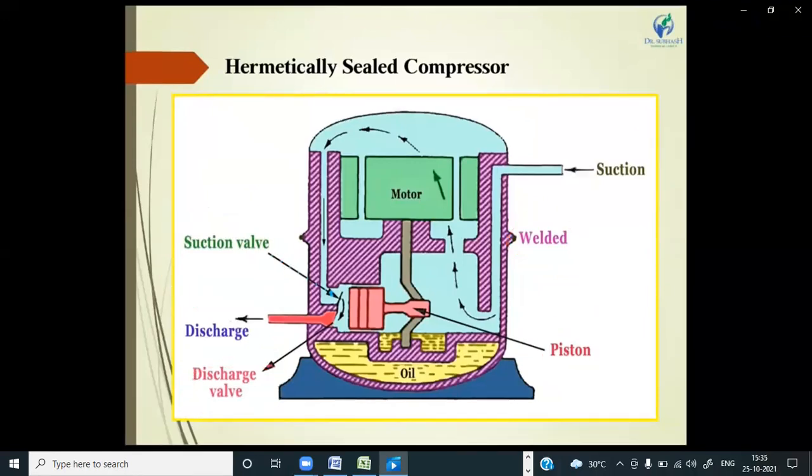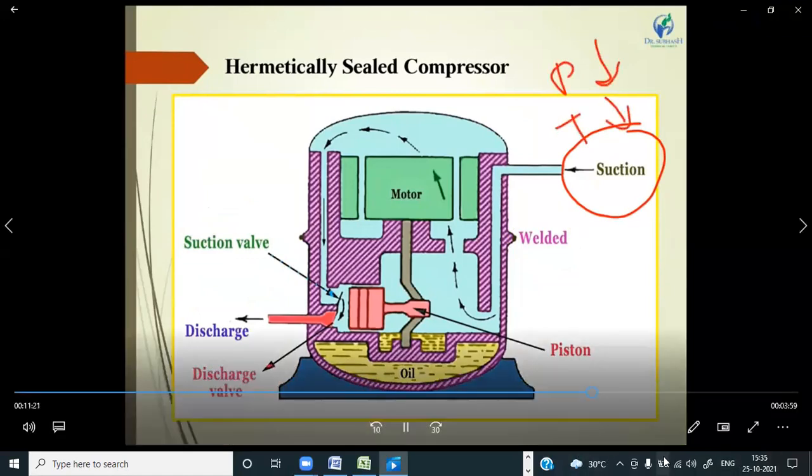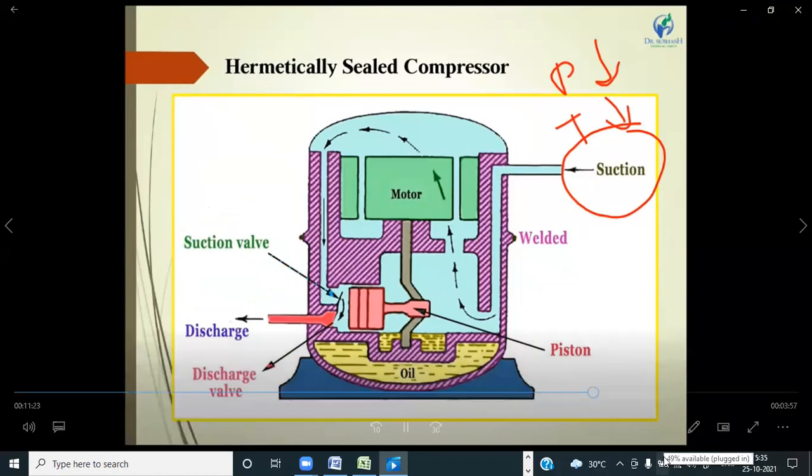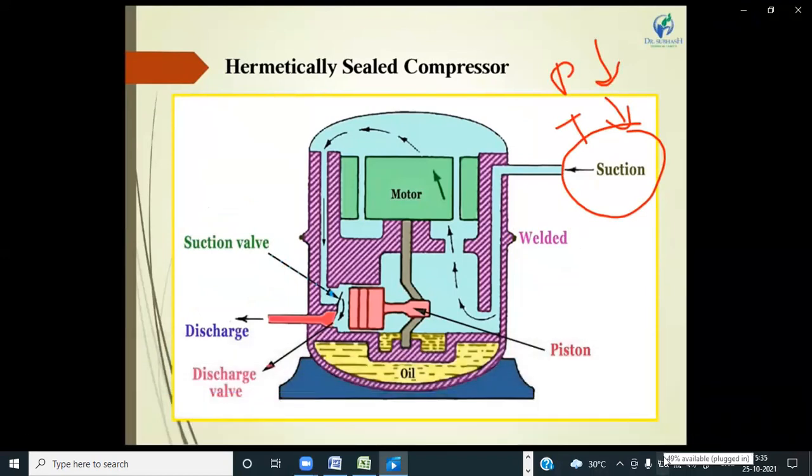First we start from the suction side. The refrigerant comes from the suction line. The suction line is directly connected to an evaporator, where the refrigerant comes with low pressure and low temperature. This refrigerant from the suction line enters the compressor and moves freely inside the compressor.